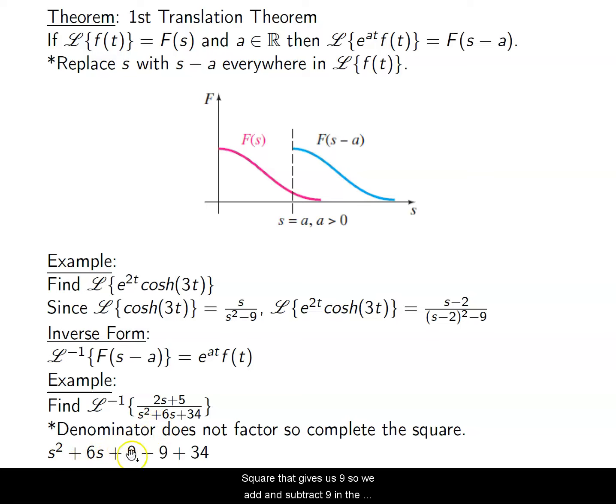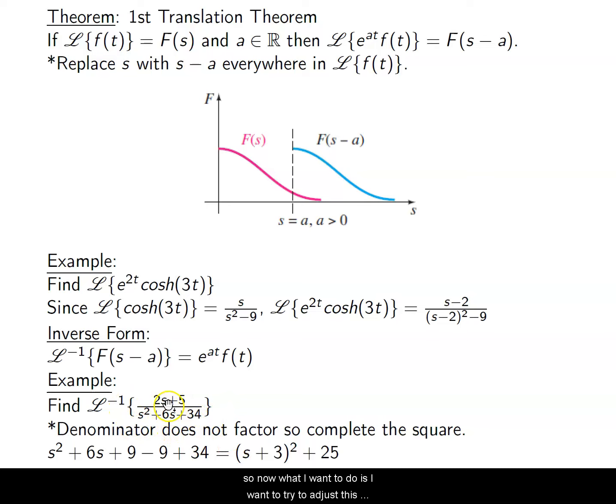Square that gives us 9, so we add and subtract 9 in the middle. And we combine this to be our outside term, our horizontal shift basically in a quadratic, and then we can factor this to a perfect square, right? So we're going to get s plus 3 squared plus 25 as our denominator.